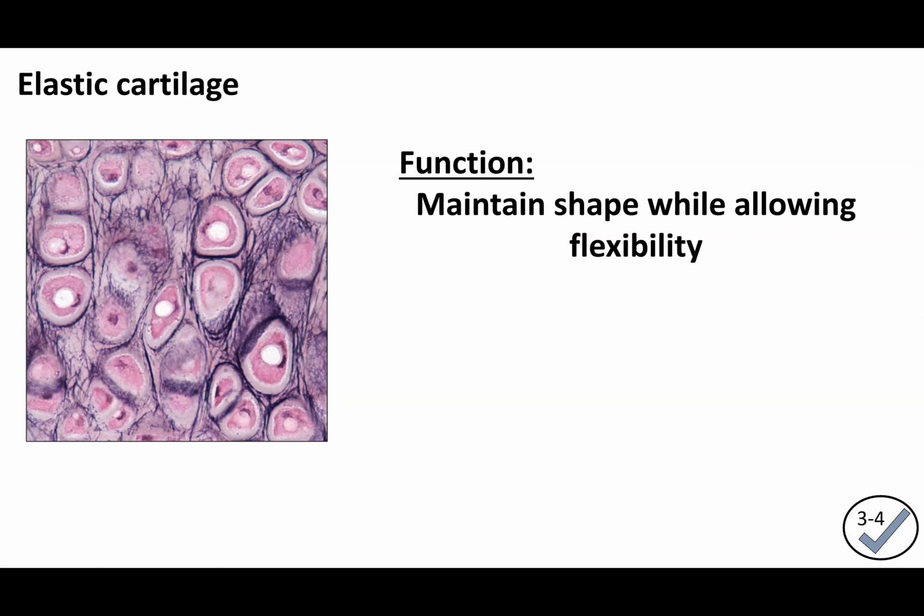You need an example of this? Your ear, right? Your ear is stiff, it maintains its shape quite well on its own, but if you bend it, it snaps back to place, right? So elastic cartilage is not found in many places in the body, really only two places, one being the ear. And so it's a pretty easily identifiable tissue here.